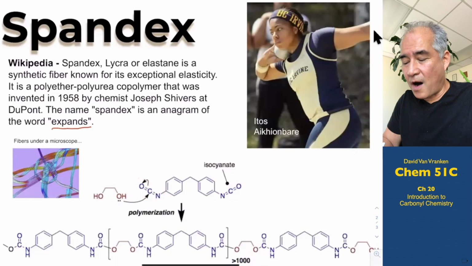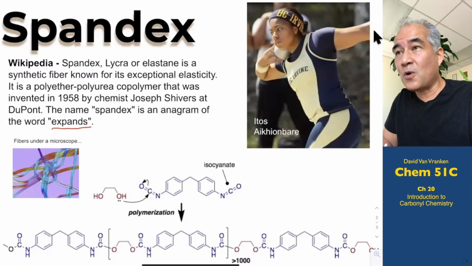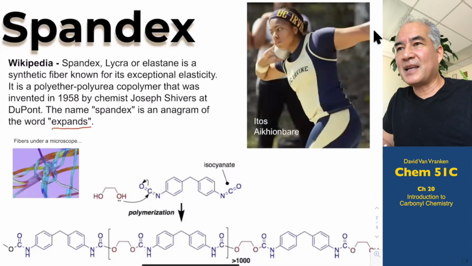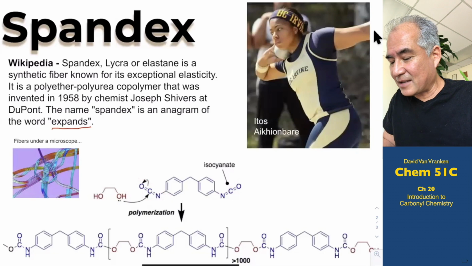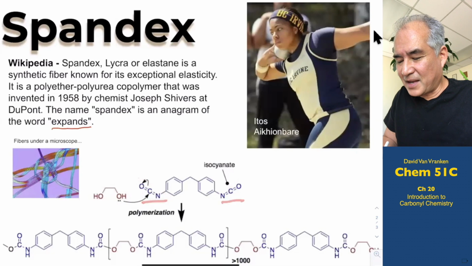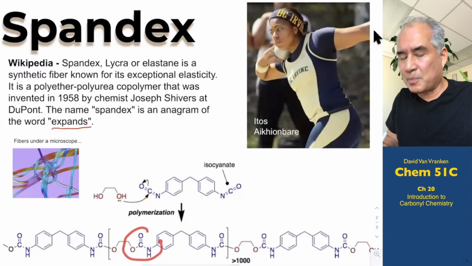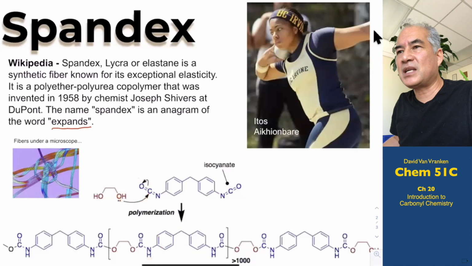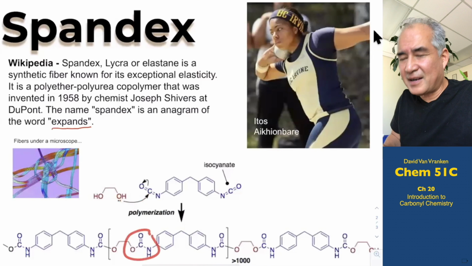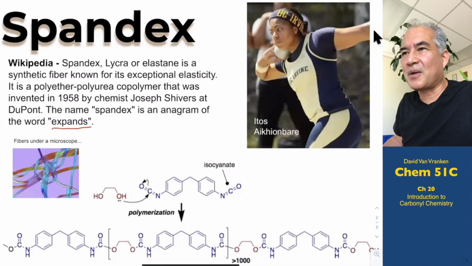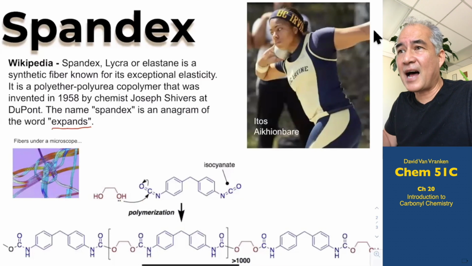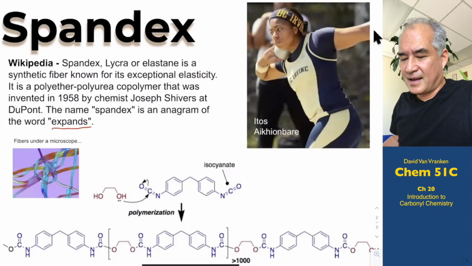So alcohols or water, you would keep water out of this reaction, will easily add to the isocyanate. And if your alcohol has two OH groups on different ends of the molecule, and your isocyanate has two isocyanate groups, then after one alcohol adds to an isocyanate, it forms a functional group called a carbamate that I don't think you've ever seen before. This is a carbamate. It's not an amide, it's not an ester, it's called a carbamate. And it can keep reacting on each side of the molecule to make these polymers that are thousands of subunits long. And that's the chemical structure of spandex.